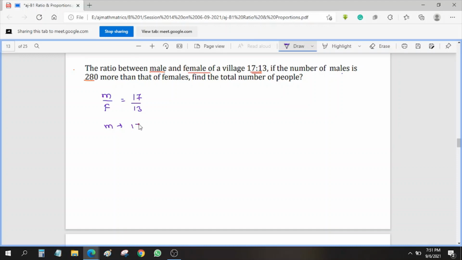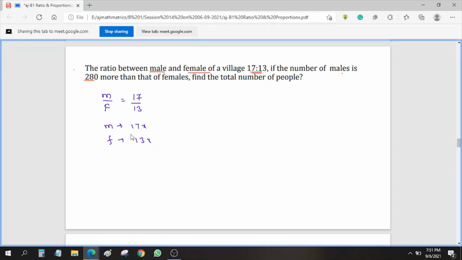One way of doing this is to consider males as 17x and females as 13x. So what does it mean? 17:13 indicates that out of so many parts, males are 17. Don't think about the number of people. Just imagine if 17 plus 13 is 30, and 300 people are there, then in that 17 parts are males and 13 parts are females.